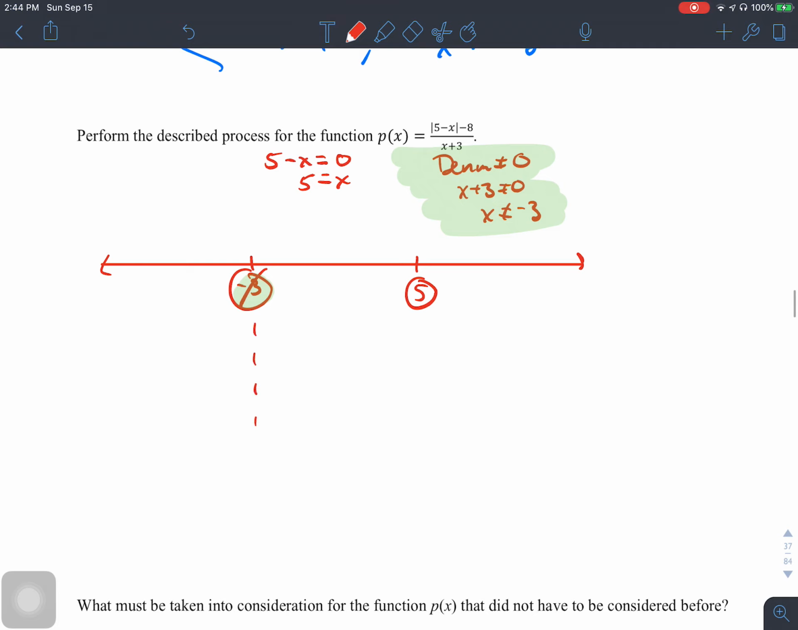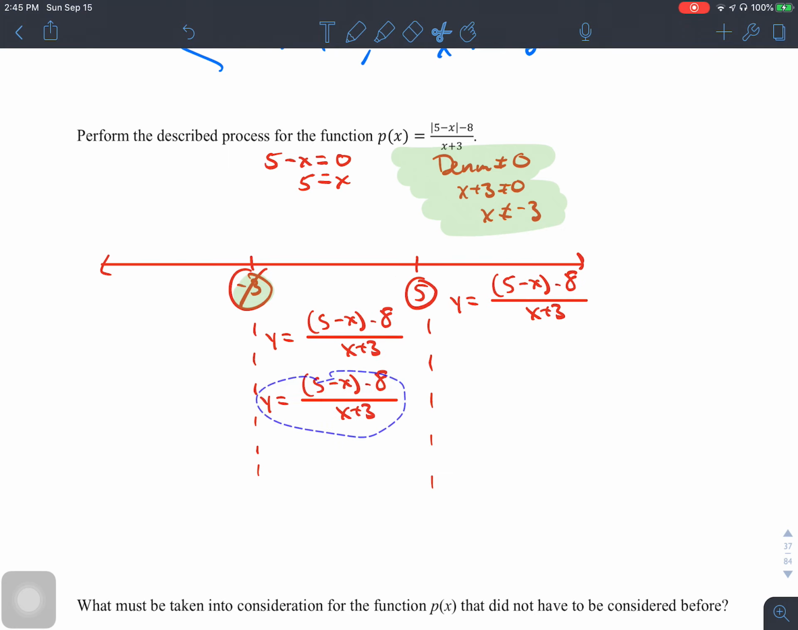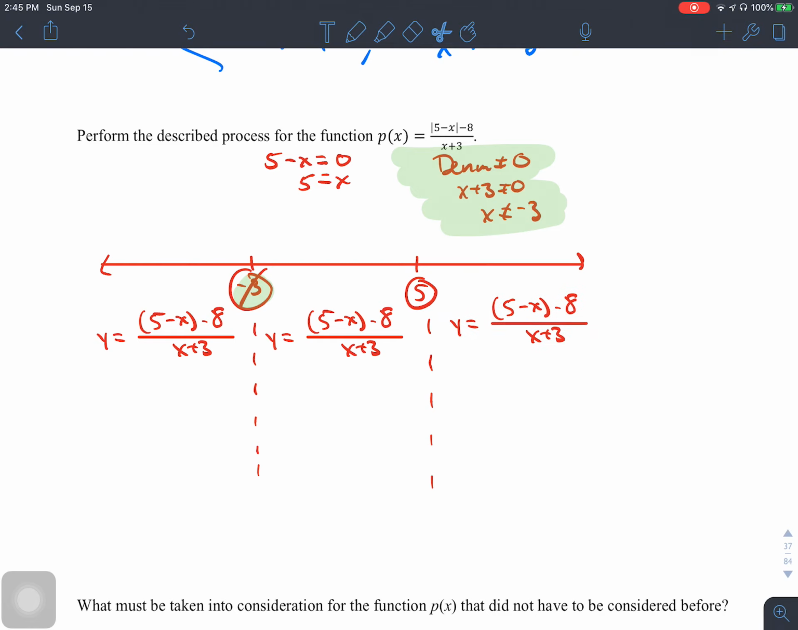We are then going to write in each of these y equals, in parentheses, 5 minus x minus 8 over x plus 3. In other words, we're going to write in each interval the original function, removing the absolute value bars and putting in parentheses. We do that 3 times because we have 3 intervals. We have 3 intervals because we had 2 numbers that either made the absolute value 0 or made this whole thing undefined.